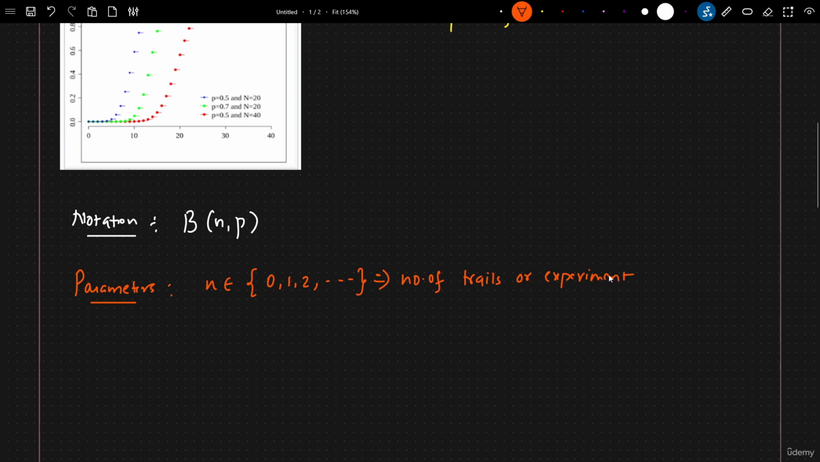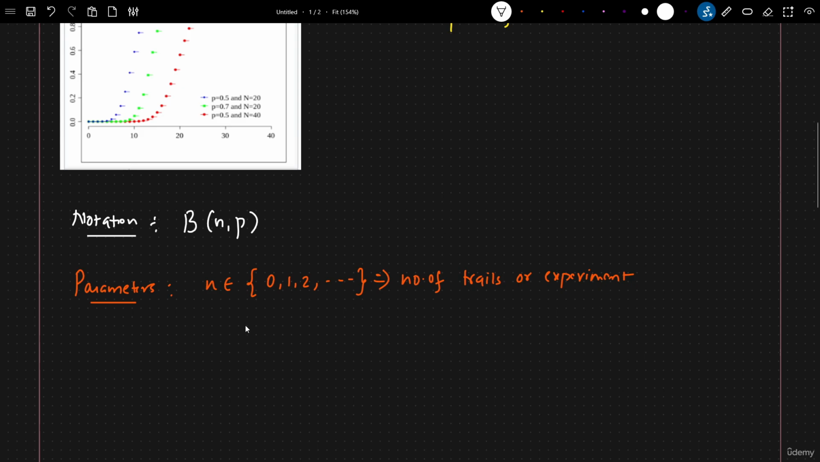I am performing an experiment multiple times and the outcome of every experiment is 0 or 1. The outcome is binary. Like I'm tossing a coin 10 times. So for every toss, I may get a head or a tail. And if I'm tossing it 10 times, that basically becomes my n value.